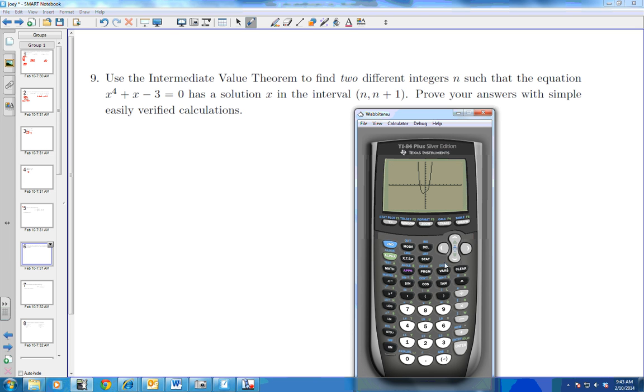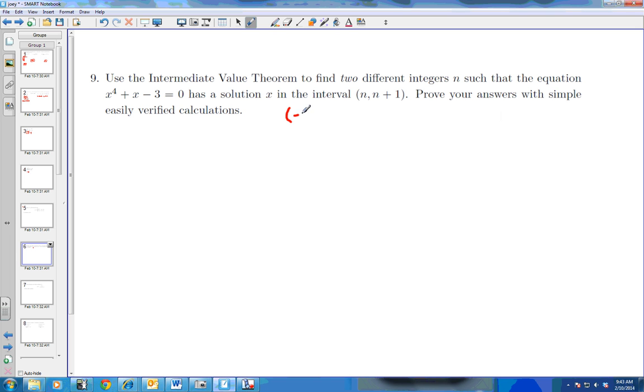All right, so I want to know where this crosses, between what two numbers. It crosses between -2 and -1, and then it looks like between 1 and 2. All right, so I'm going to write that down. I need to check between -2 and -1 and between 1 and 2.